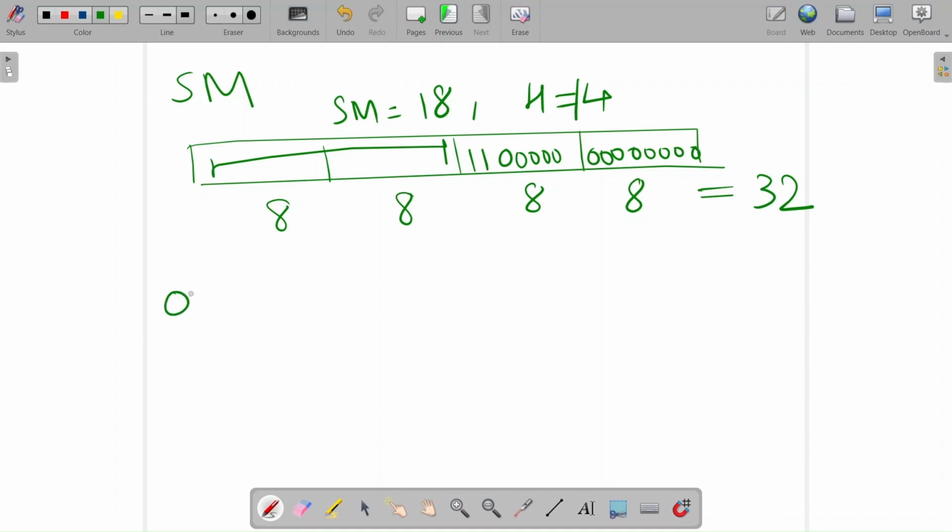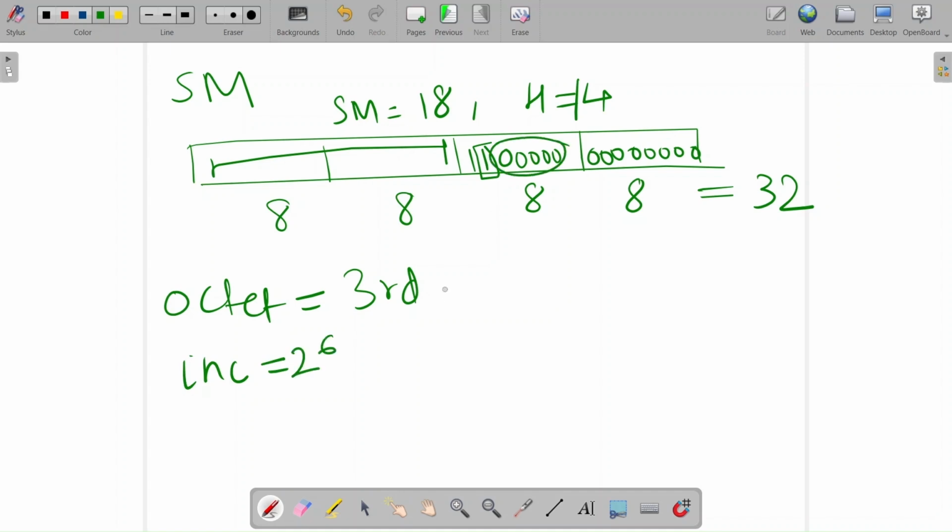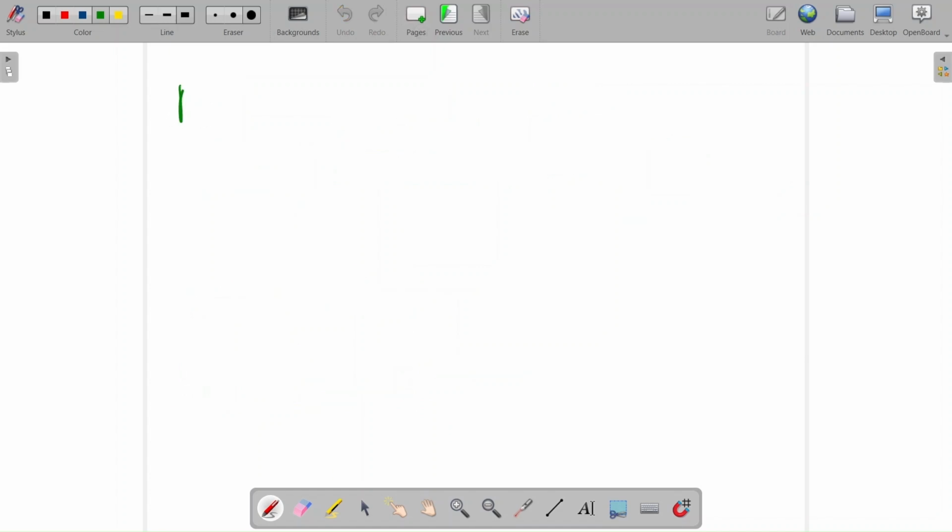Now let us find our octet. What octet do you think? The last one is standing in the third one, so third. And the increment is 2 raised to 6, because the number of host bits in the third octet is 6, 6 zeros, so 2 raised to 6, which is 64. See, you're all done. Next, we're going to find the range.